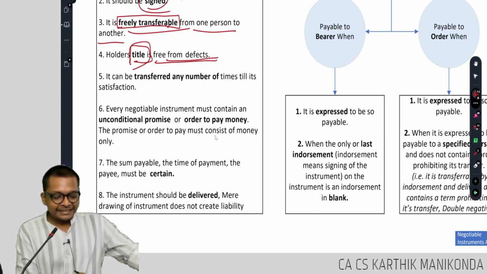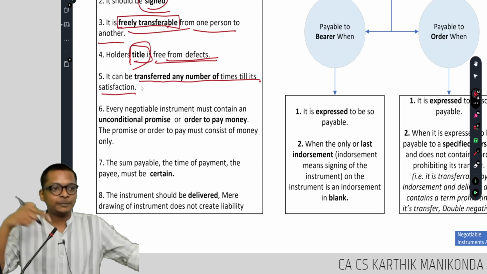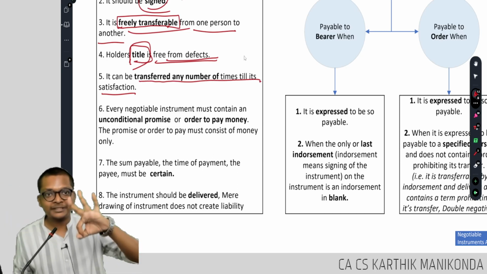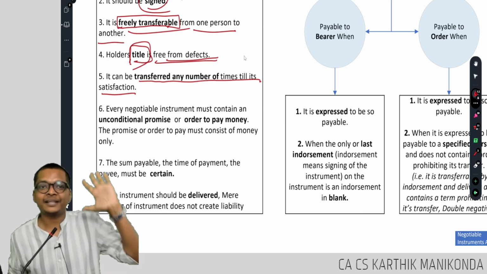Next. It can be transferred any number of times till its satisfaction. I told you endorsement can happen infinite times, but within the time period. A bill is for 3 months, and within those 3 months, you can endorse it any number of times.